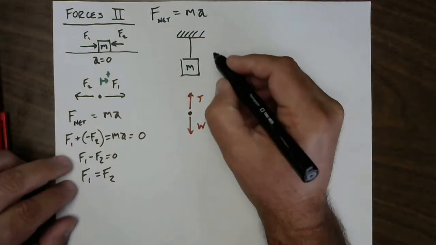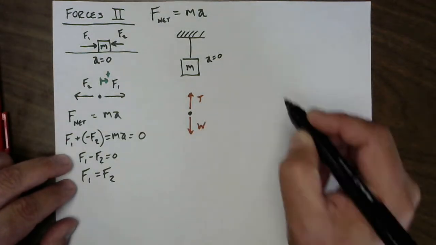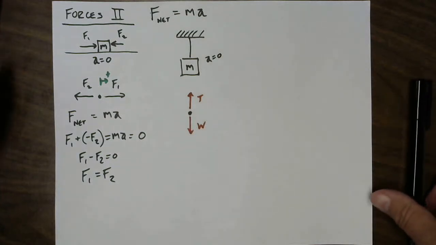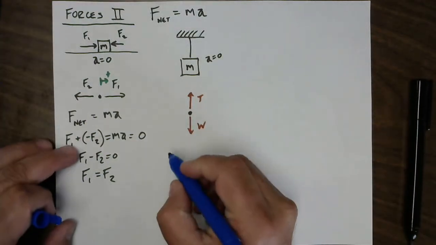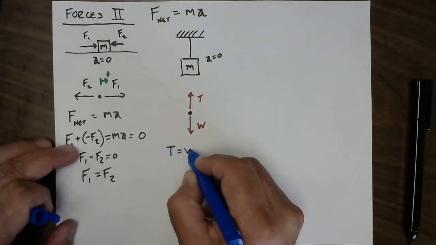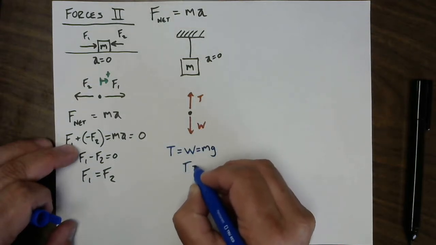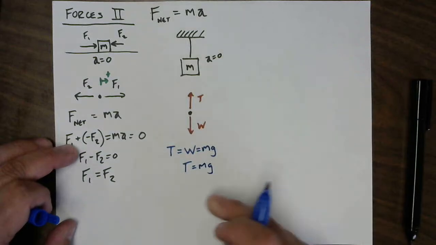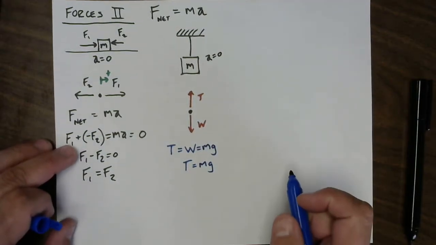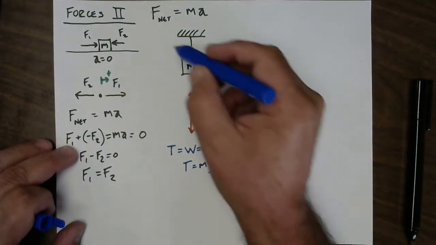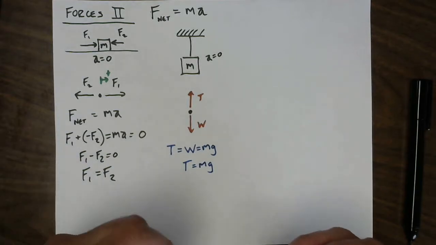And if this thing is not moving, then the acceleration is 0. And we can conclude that the tension must be equal to the weight. And since weight is m times g, we now know that the tension equals m times g, and we can figure out the tension in this rope. That's the kind of thing you need to be able to do in order to analyze forces.